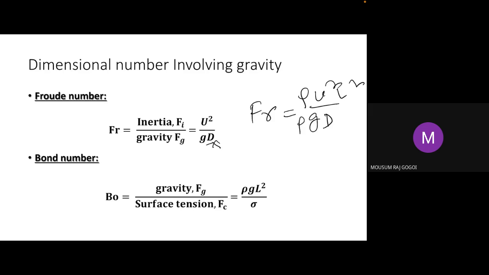So this rho g, it will come d cube or L cube. So the one two length scale will get cancelled, and rho will get cancelled. Finally, we can get u square by g d or g L. Similarly, the Bond number is the ratio between the gravity and the surface tension force. And if you do the scaling, you will find that this Bond number is given by rho g L square by sigma. Sigma is the surface tension coefficient.